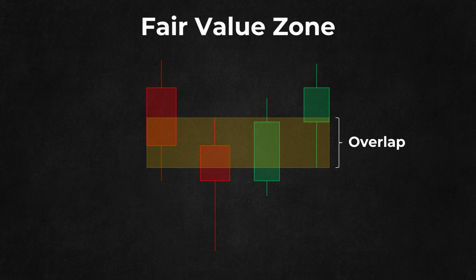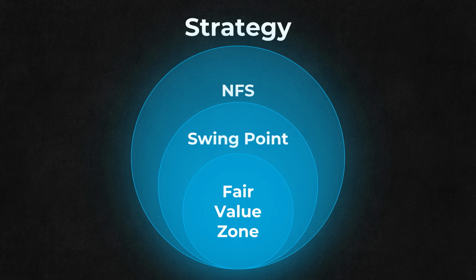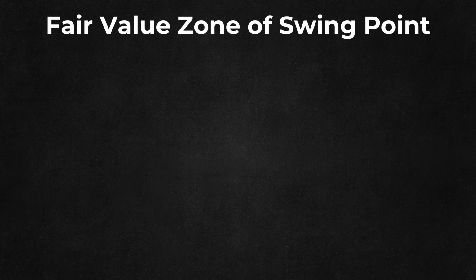The heart of this trading strategy is to identify the fair value zone that exists in the swing point of a non-failure swing. This zone, which is always perfectly objective, is used as a supply or demand zone to catch a high-quality trade. The fair value zone out of a swing low produces a demand zone, and the fair value zone out of a swing high produces a supply zone.